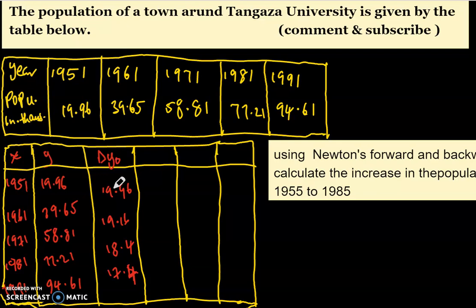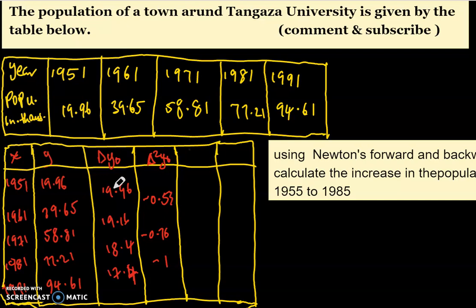Let's take the second difference. The second difference will be this 19.16 minus 19.96. This will give us negative 0.53. If we take this difference, we will get negative 0.76. And if we take this difference, we simply get negative 1.